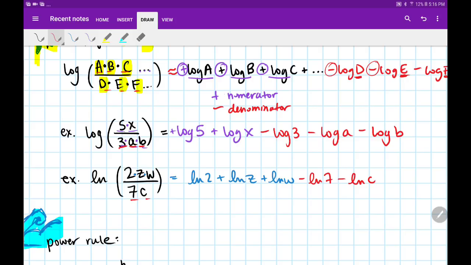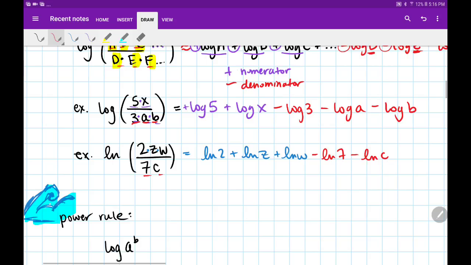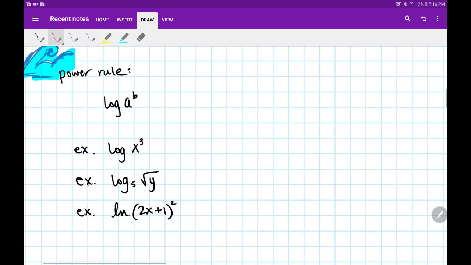So now I want to teach you one more rule. It's called the power rule. And this one's dealing with exponents. So notice so far we had no exponents. Now I'm going to teach you a rule for exponents. If we have log of a to some exponent b, actually the way the power rule works is you simply take that exponent and move it to the front. It becomes this, b times log of a.